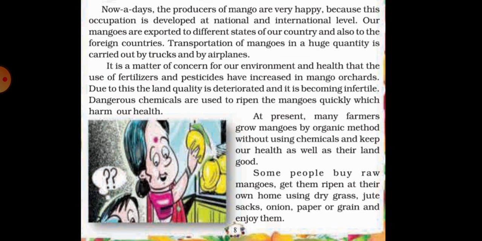It is a matter of concern for our environment and health that the use of fertilizers and pesticides has increased in mango orchards. Due to this, the land quality is destroyed and it becomes infertile. Dangerous chemicals are used to ripen the mangoes quickly, which harm our health.